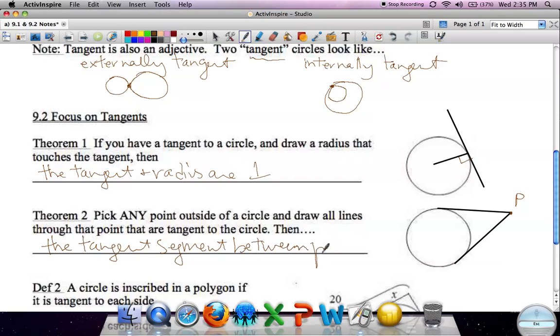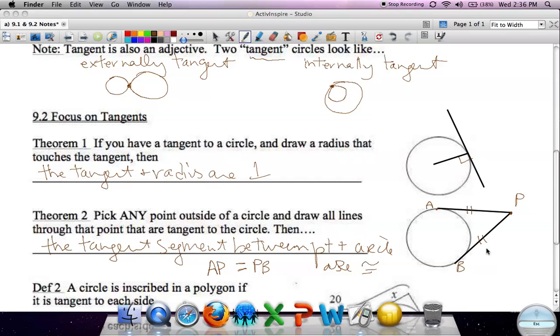The tangent segments between the point and the circle are congruent. What does that mean? That would mean the distance from here to here would be the same as the distance from here to here. So if this is point A and this is point B, it would mean that AP is equal to PB. The distance of line segment AP is equal to the measure of BP.